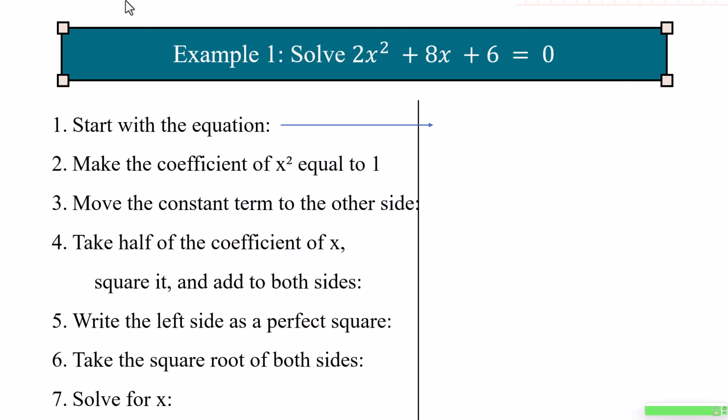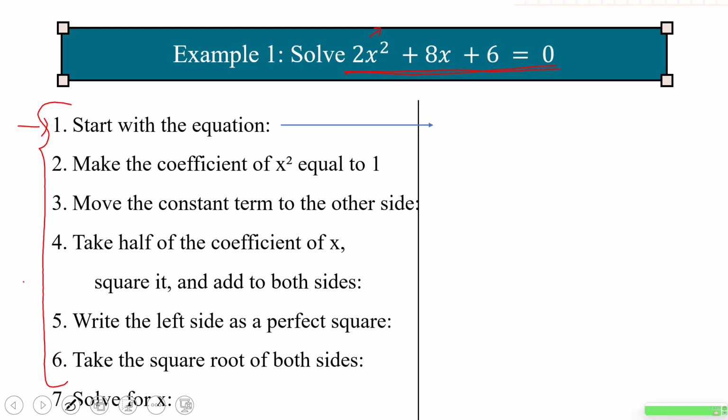Hello, today I'm going to show you how you can solve a quadratic equation using the completing square method. So here we have the steps that we're going to follow one by one, and when we follow all these steps we shall solve this equation and get the x values that satisfy this equation. So let's start with step 1.